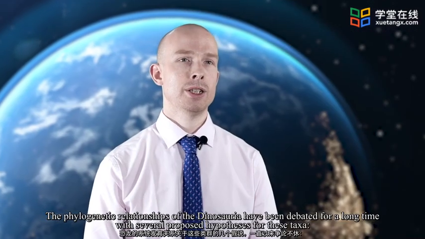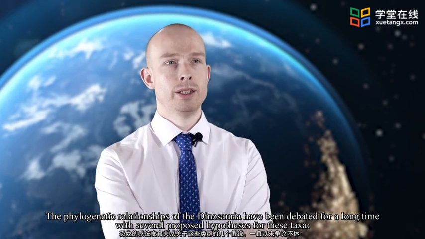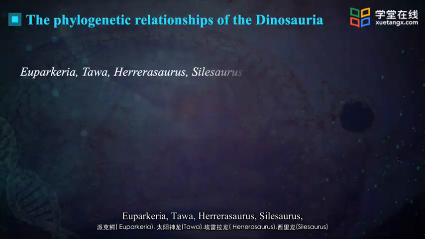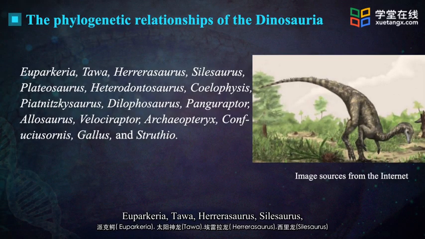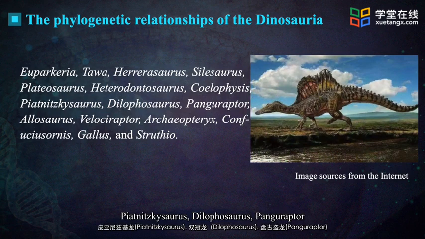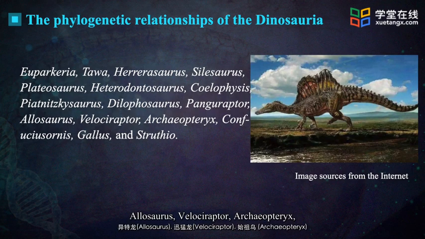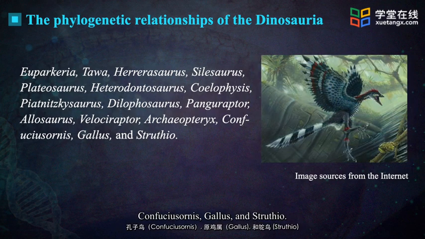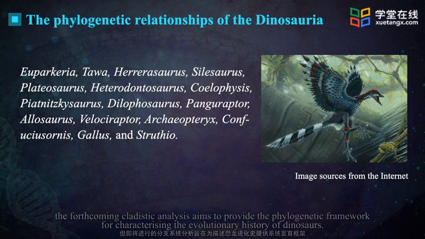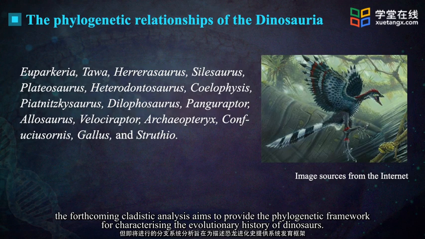The phylogenetic relationships of the Dinosauria have been debated for a long time, with several proposed hypotheses for these taxa. Euparkeria, Tawa, Herrerasaurus, Silesaurus, Plateosaurus, Heterodontosaurus, Coelophysis, Pisanosaurus, Dilophosaurus, Pangoraptor, Allosaurus, Velociraptor, Archaeopteryx, Confuciusornis, Gallus and Struthio. Although the positions of these genera are still unresolved, the forthcoming cladistic analysis aims to provide the phylogenetic framework for characterizing the evolutionary history of dinosaurs.